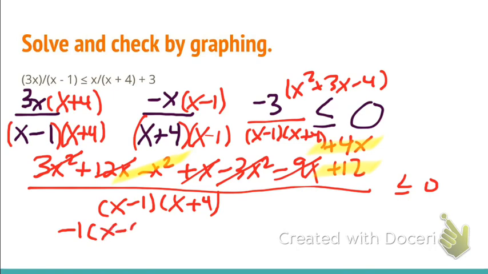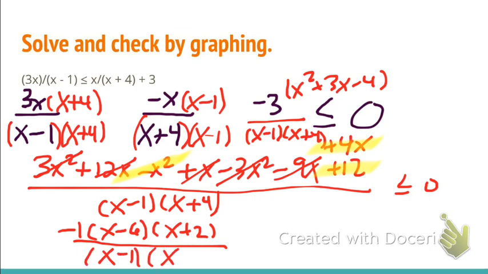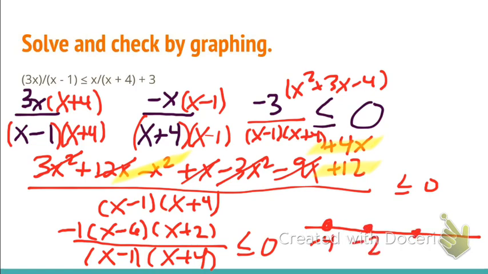So that's going to be (x minus 6)(x plus 2) over (x minus 1)(x plus 4). So now we have 4 critical numbers. We're going to take our number line, and with closed circles, we're going to plot a negative 4, a negative 2, a 1, and a 6. So now we have 6 intervals to check.